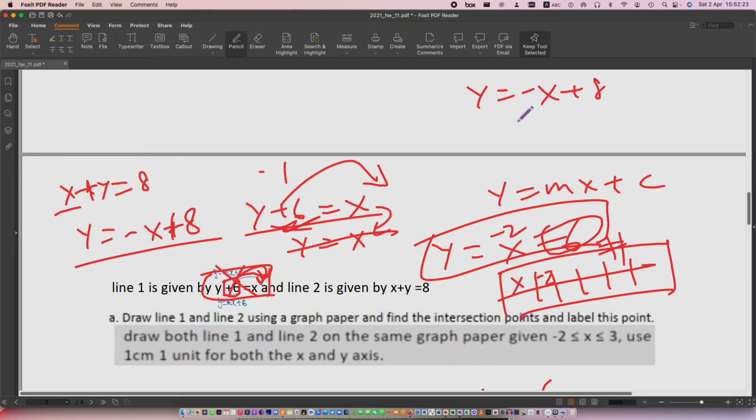Okay? Never mind. How do you check whether this line is correct or not? You key in this x plus y equals 8. This is your second line. Then you can compare. You key in plus y. That's all.